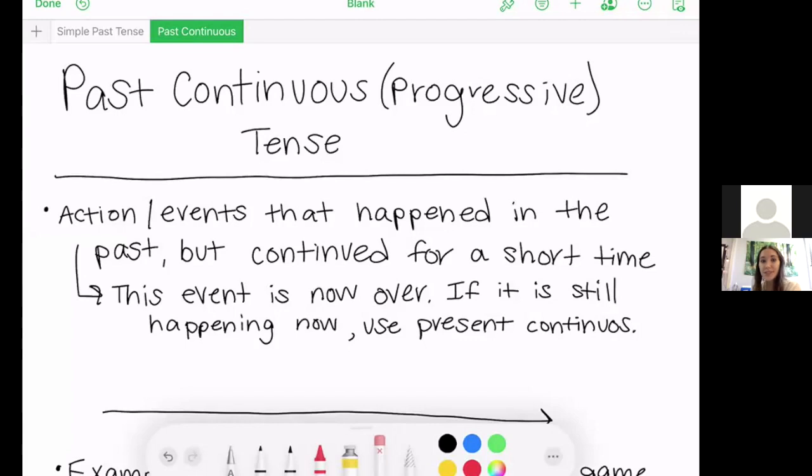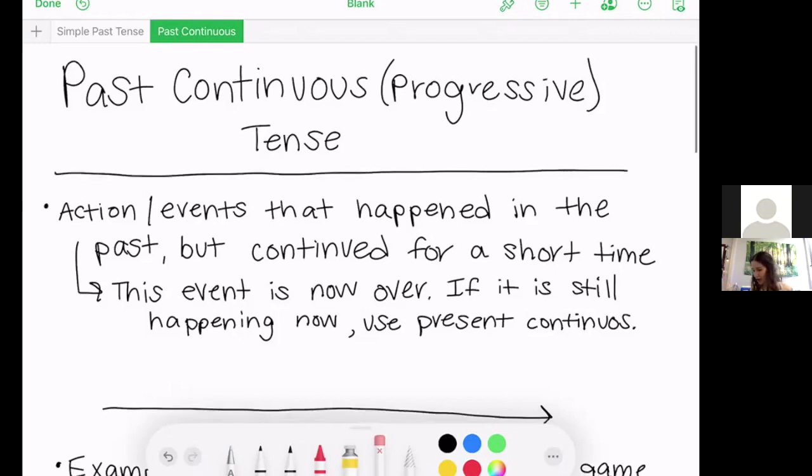So we use this when we have actions or events that happened in the past, but they continued for a short amount of time. So this event is now over. However, if it is still happening, you use the present continuous. So you know that it's the past continuous because it's over at this point. But remember, this is something that continued for a short amount of time.